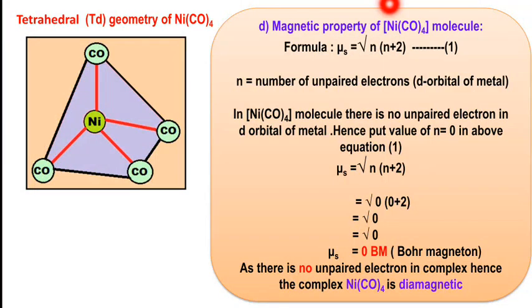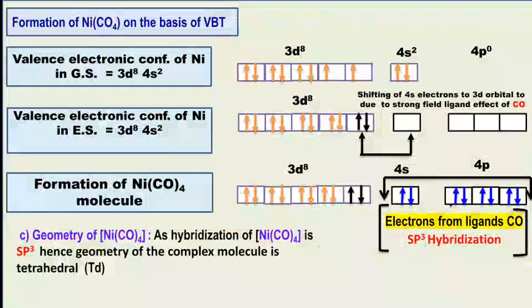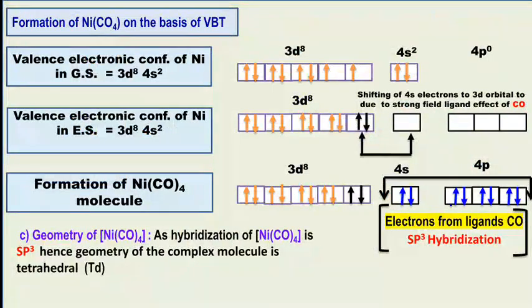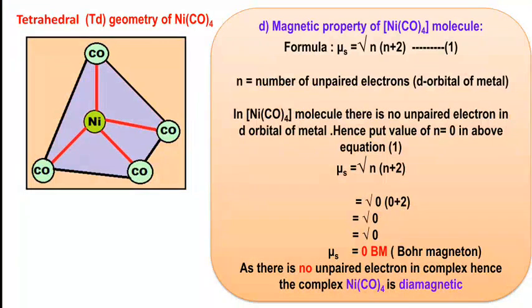Now you can see the magnetic property of NiCO4. Here there is no question of calculating the magnetic property, because we have seen that all the electrons are paired in the 3d orbital. Hence the magnetic property will ultimately be 0, because there is no unpaired electron in the 3d orbital. Whenever electrons are unpaired, they contribute through their spinning motion, and magnetic property will be generated. But here there is no unpaired electron, so the magnetic moment will be cancelled, and hence the value of n will be 0, and by putting this value of 0 into this formula, the overall magnetic property will also be 0.